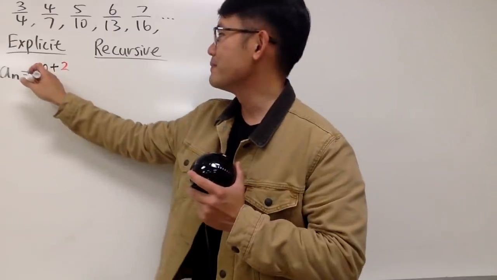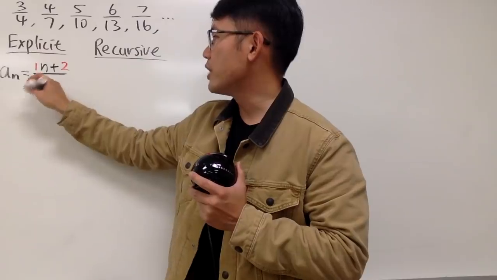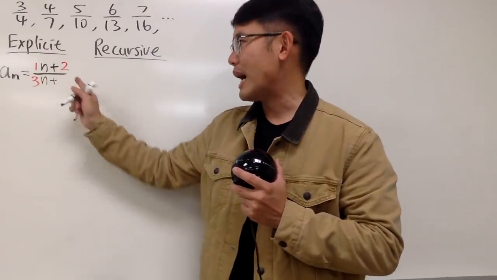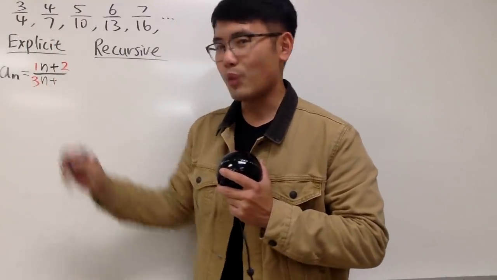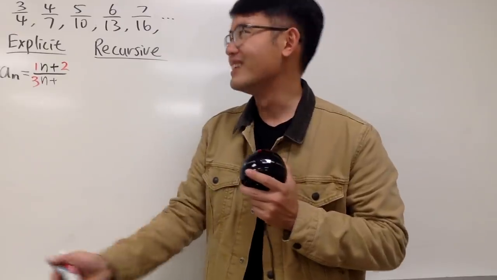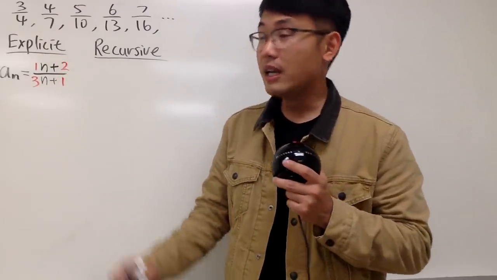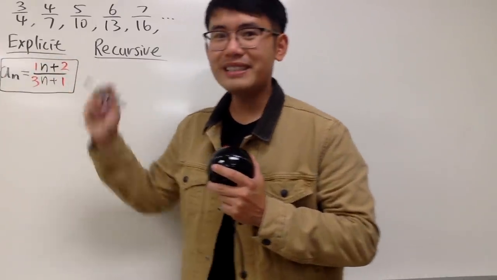And then for the bottom, every time we're adding 3, so that will be the coefficient of n. And again, we have to think about something to add here so we can get to the first term. Well, when n is 1, 3 times 1 is 3. We have to add 1 more to get to 4. So we have 3n plus 1 on the bottom. And guess what? That's it for the explicit formula, right?